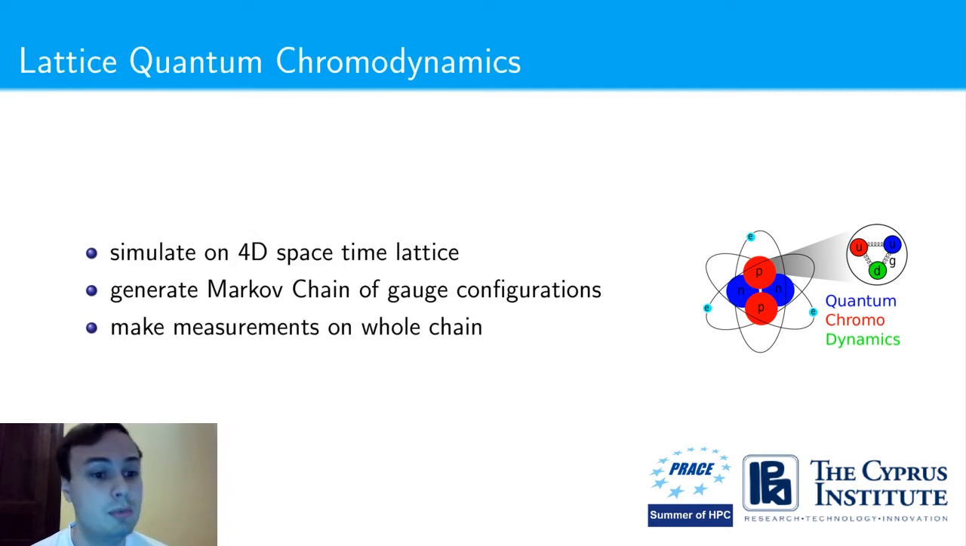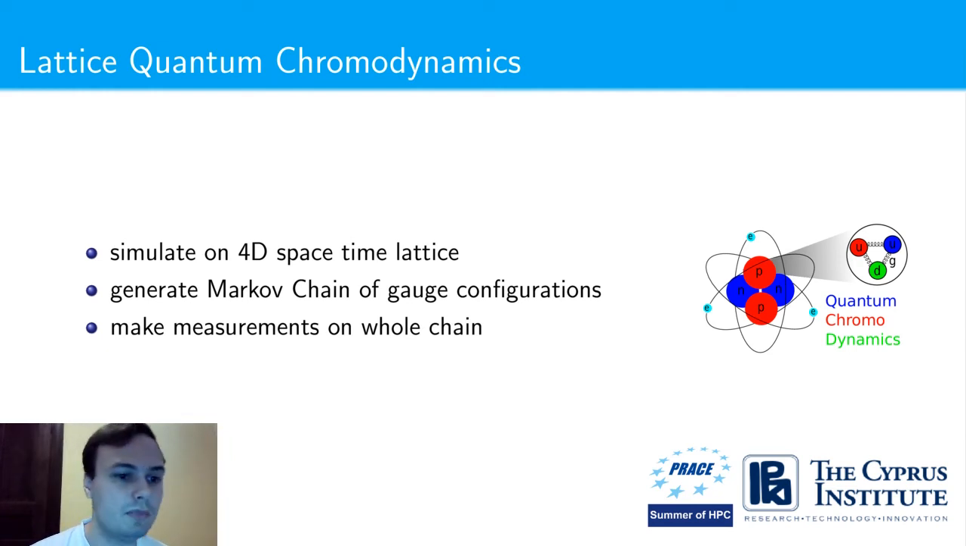Well, we now get to simulate the whole thing on a 4-dimensional spacetime lattice. To do so, we start by setting all the fields to random numbers, and then letting them evolve according to the equations from earlier. We do this step by step, to get something we call a trajectory or Markov chain of gauge configurations, which then can be used to run some measurements. We take the whole chain for this, since the single configurations tend to be a bit noisy.